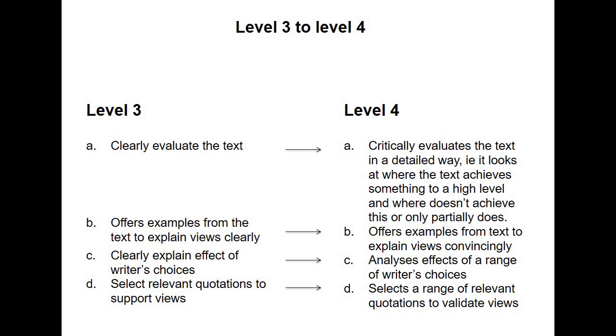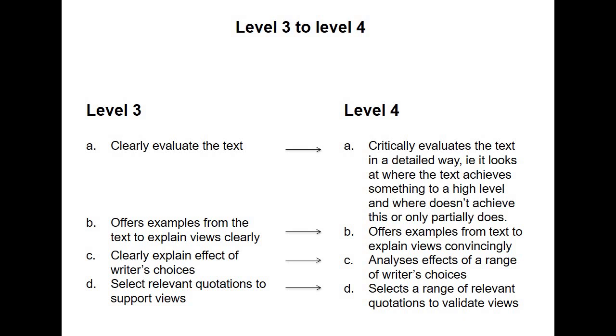Now we need to look at how we up-level that. So, level 4, critically evaluate the text in a detailed way, i.e. it looks at where the text achieves something to a high level and where, sorry, where it doesn't achieve this or only partially does. So predominantly needs to be critical about something we're looking at, well, this achieves this really well here, or this really starts to build on that idea that the writer developed, but then on the other hand, it hints to an element of this.